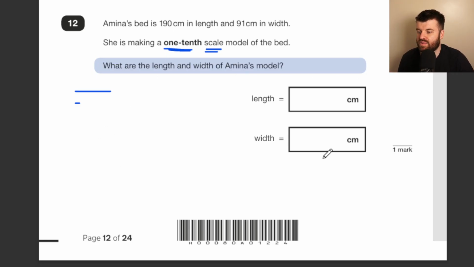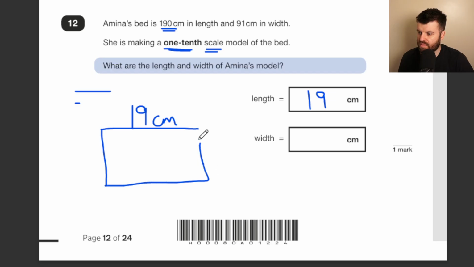So to do that, this question is basically asking us to take the length, 190 centimeters for the real bed. On Amina's model, we do 190 divided by 10, which would get us 19 centimeters. So the length is 19 centimeters. And the width in the real bed, it was 91. Well, we need to divide that by 10. 91 divided by 10, we're going to shift it past the decimal place, and we're going to end up with 9.1. So we're going to have 9.1 centimeters as the width.